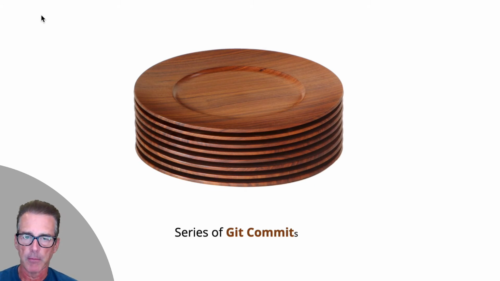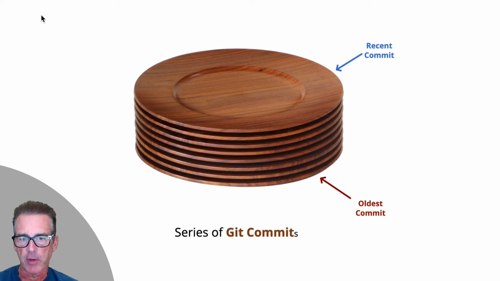Now, this visualization really helps us, especially when we start thinking about the order of the commits, where the oldest commit is the bottom plate, and the most recent commit is the plate that's on the top. And as we add more commits, they just get stacked on top of each of the other existing plates. This helps us conceptualize what is really a series of Git commits within a single branch.